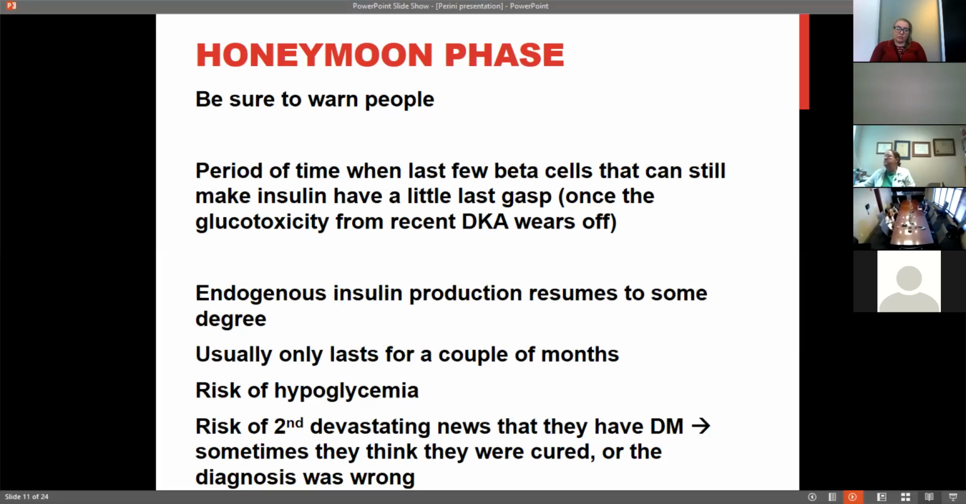If they're prepared beforehand for this honeymoon phase and see it as a normal part of the progression of their diabetes, then it's a little bit easier for them to stomach the process of going back on insulin that second time. So that's why I just try to remind people to give patients the heads up when they're first diagnosed. Next slide, please.